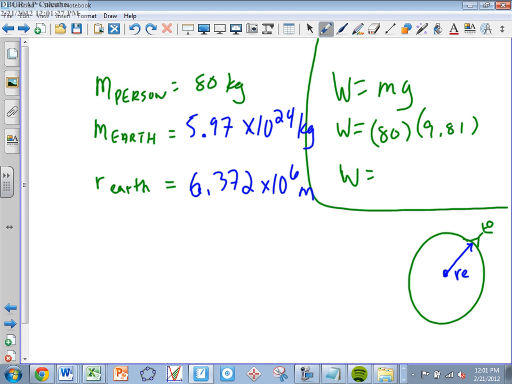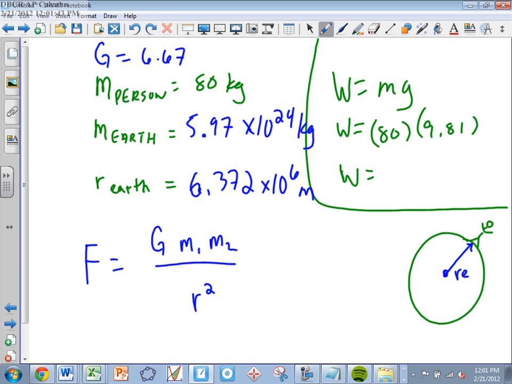So go ahead, plug this into your formula, please, and calculate. Again, remember your formula. And remember, G is 6.67 times 10 to the negative 11 newtons. What is the gravity? Shouldn't it be 9.81? Yeah, that's what we're going to talk about tomorrow, where it comes from, or Thursday, rather.